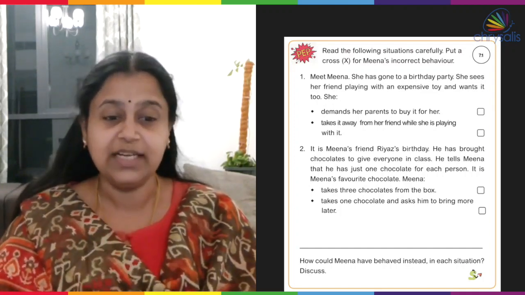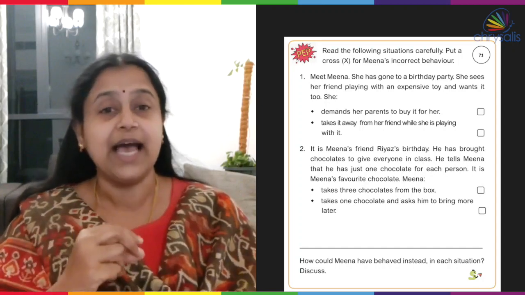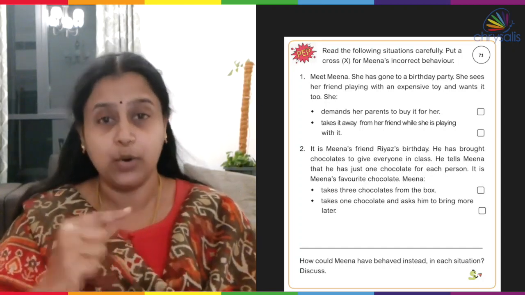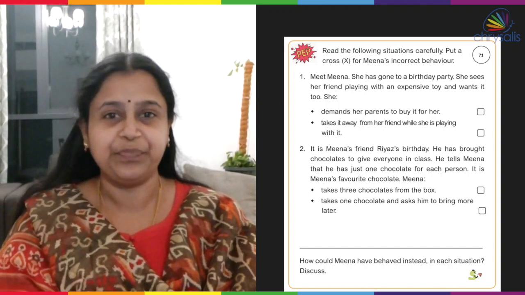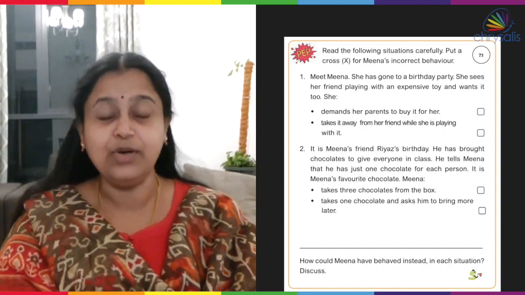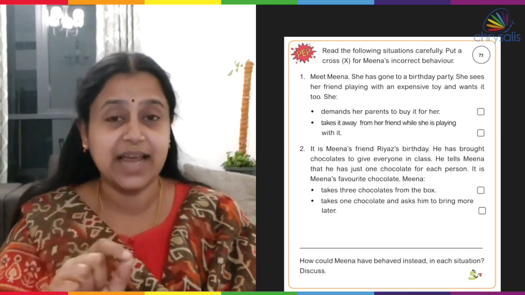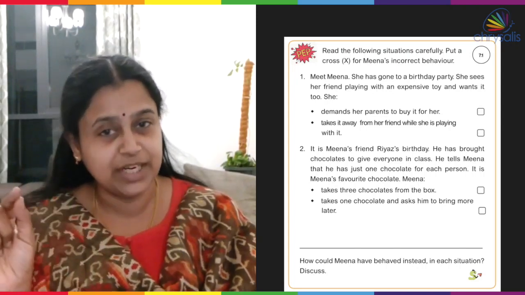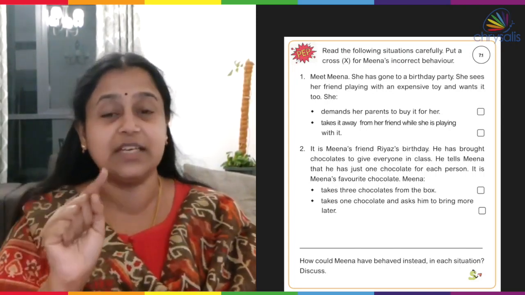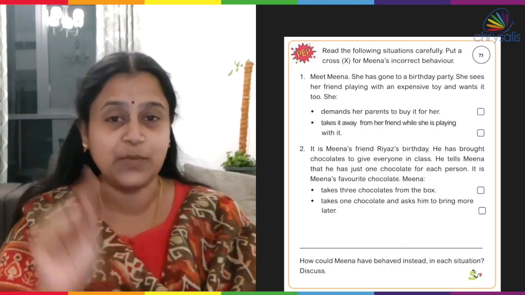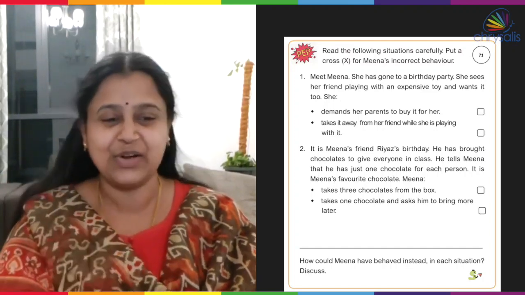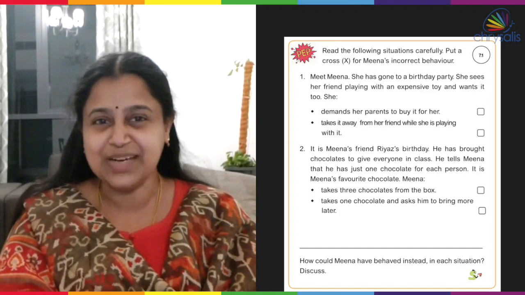The second one, she takes 1 chocolate and asks him to bring more later. So, here also, according to you, whatever is the right behavior, you can put a tick. Otherwise, if you think it is an incorrect behavior, you can put a cross. Is it very simple to answer?